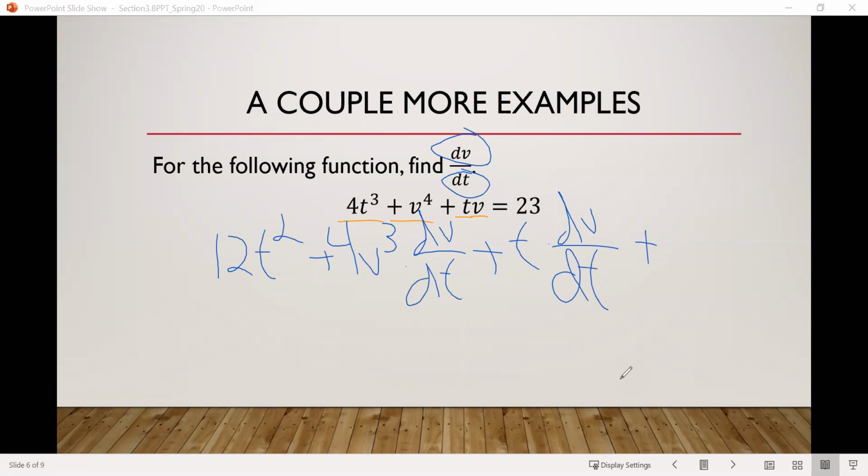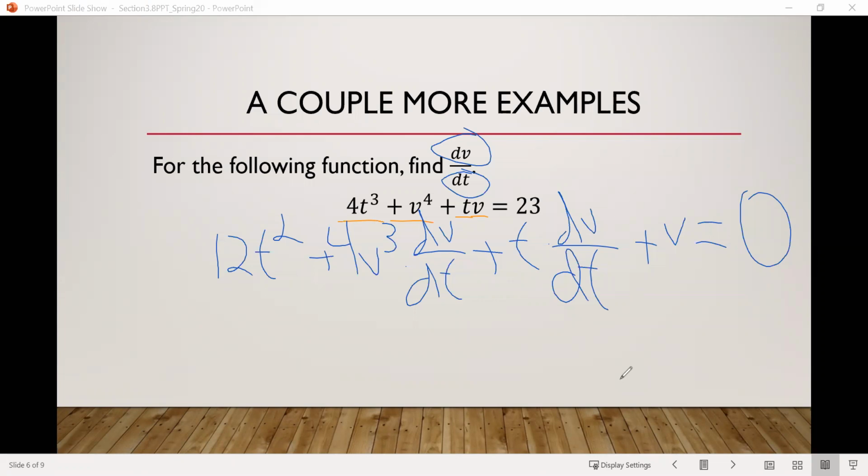Plus, then we do the second function, which is v, times the derivative of the first, which is just t. So the derivative of that would be 1. So we just have v times 1, or v. And then take the derivative of 23, that's a constant, which is 0. And recall again, you always need to take the derivative of both sides of the equation with these types of functions.